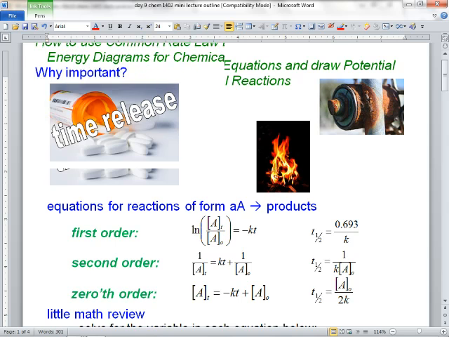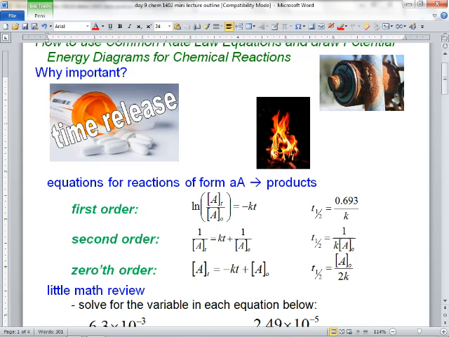But here are the equations. Now, these equations only work if the reaction is of this form. What does that mean? Little a, big A goes to product. All it is, you don't have two different things. They're just reactants. Little a, what was the word for little a? Stoichiometric coefficient, right? So just a little number to make it balanced.